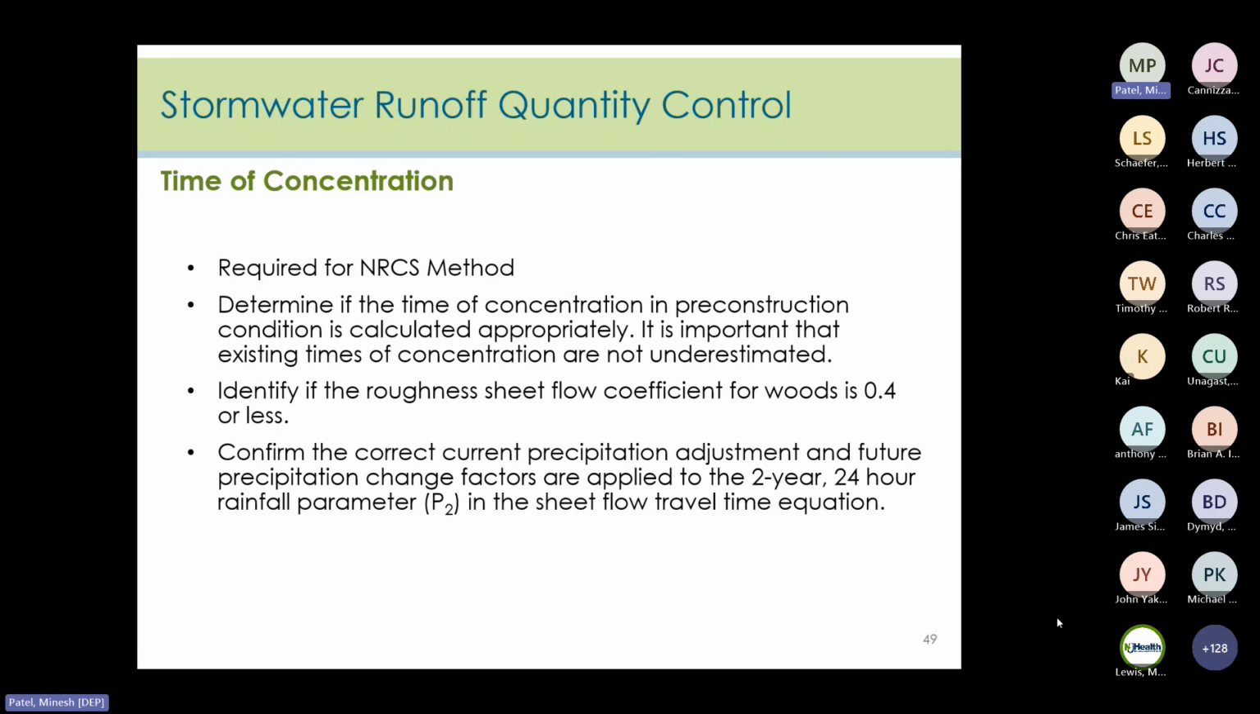As a reminder again, you will need to use the current precipitation adjustment factor and future precipitation change factor tables that are found in Chapter 5 to calculate the travel times for current and projected storm events using the 2-year 24-hour storm event, which will be used to calculate the P2 parameter. So look back through the handouts for the calculations presentation for Module 2 for more information on the correct way to calculate time of concentration.